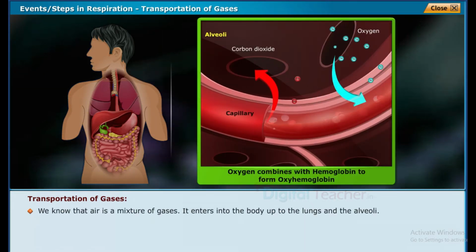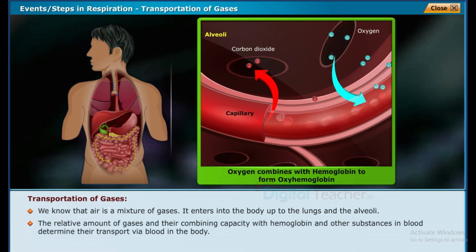We know that air is a mixture of gases. It enters into our body up to the lungs and alveoli. The relative amount of gases and their combining capacity with hemoglobin and other substances in blood determine their transport via blood in the body.